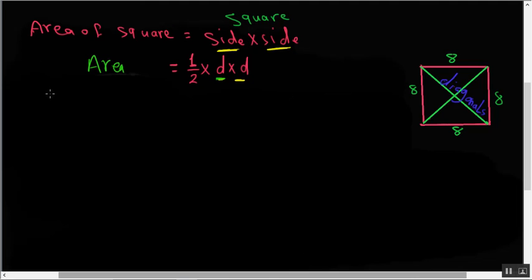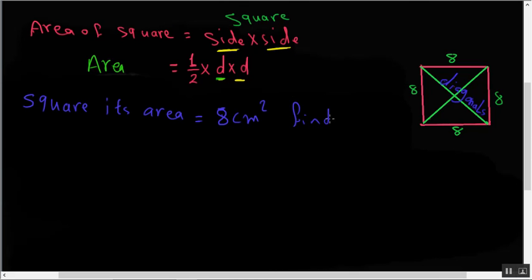He said a square, its area equals 8 square centimeters. He said find the length of the diagonal.